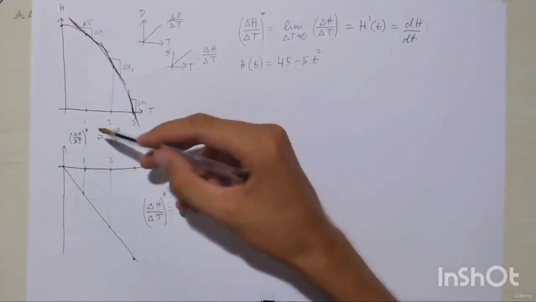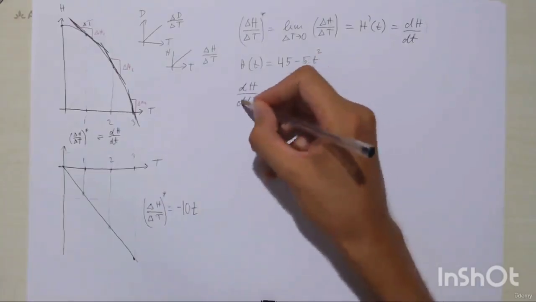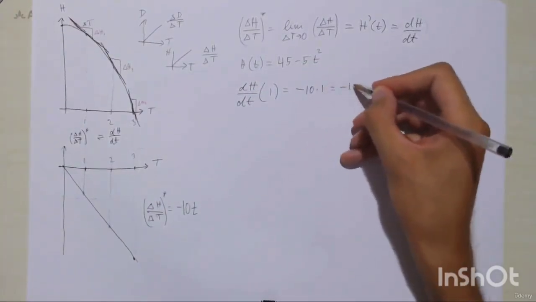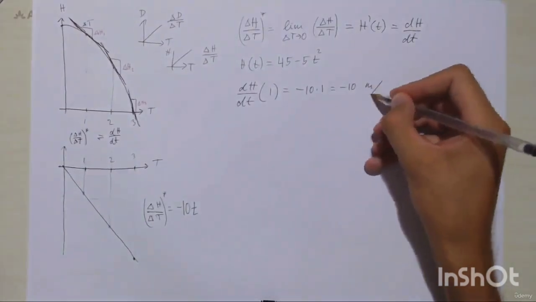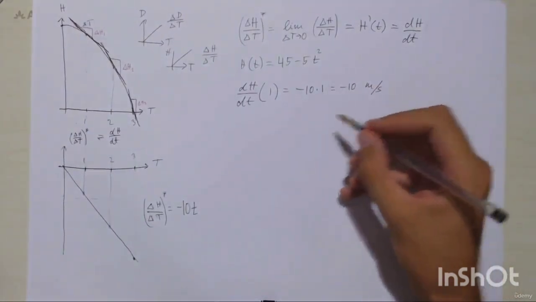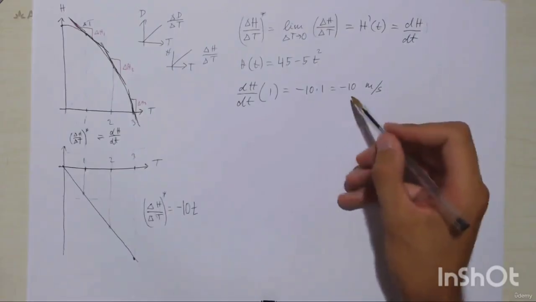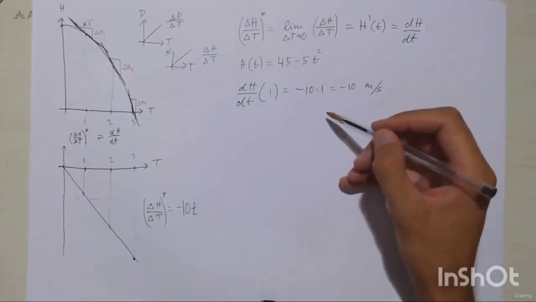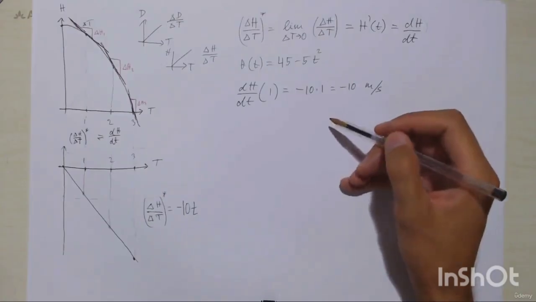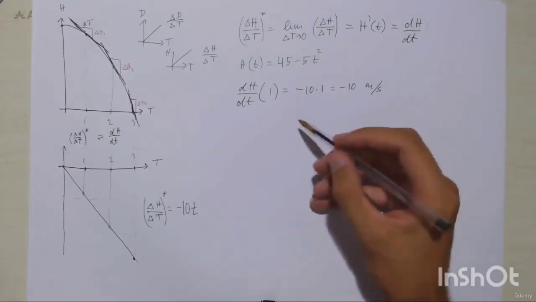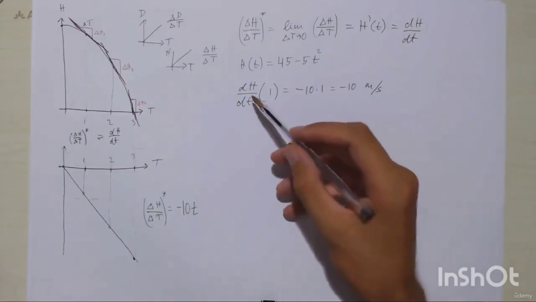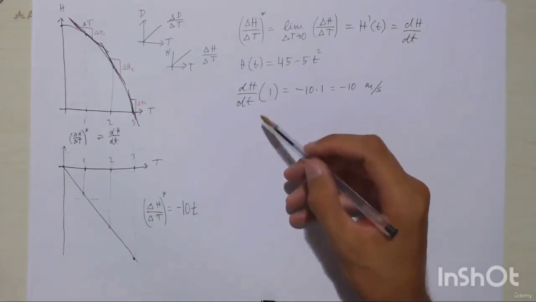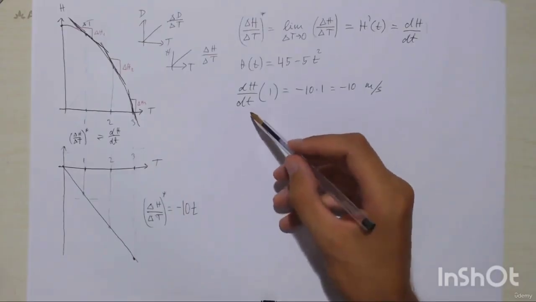So let's say that at time equals 1, it's minus 10 times 1. It would be minus 10 meters per second. And you can see that, first of all, the change is negative. If time changes, then the altitude changes in the opposite way, in a negative way. But you can also see that the change in altitude is 10 times more sensitive than the change in time.